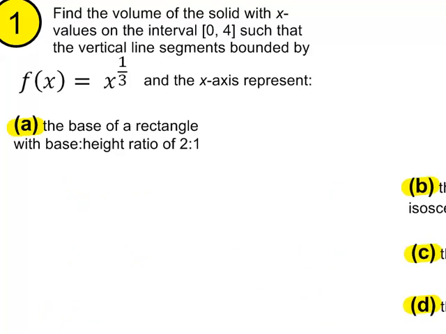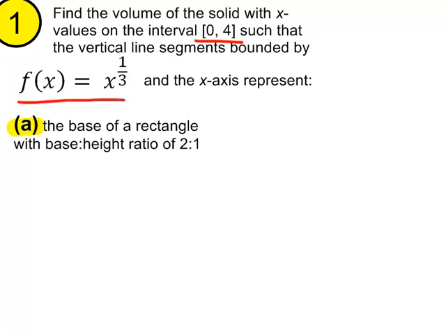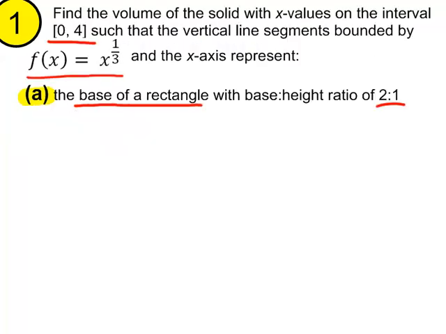Let's move this aside and see what we're up against. Okay, we are to find the volume of a solid on the x interval from 0 to 4. We're given an equation here, but let's be clear, this equation is not giving us the area itself. What this equation is giving us represents the base of a rectangle with a base to height ratio of 2 to 1. And from all that information, we will come up with an area formula.